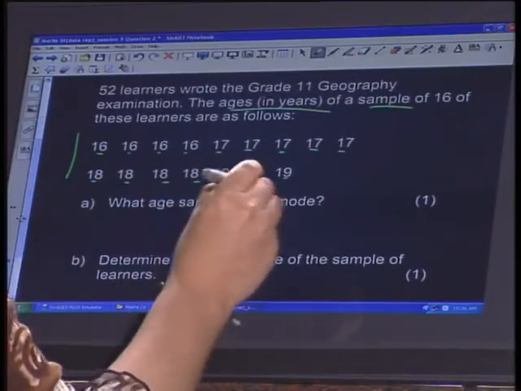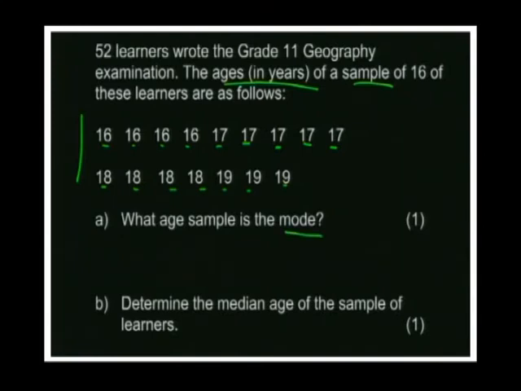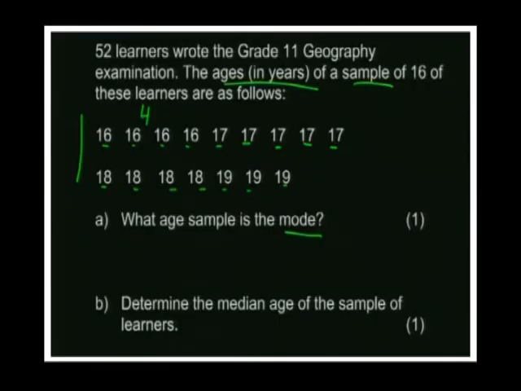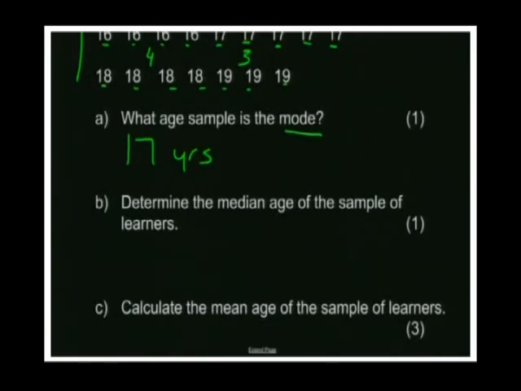The first question says, what age sample is the mode? So I need the one that occurs the most. So I'm going to just quickly make little notes here. So 16-year-olds, well, I had 4 of them. 17, I had 5 of them. 18, I had 4 of those. And I had 3 19-year-olds. So which is my modal class? That's the one that occurs the most. So it is 17 years. Don't forget your unit, 17 years.